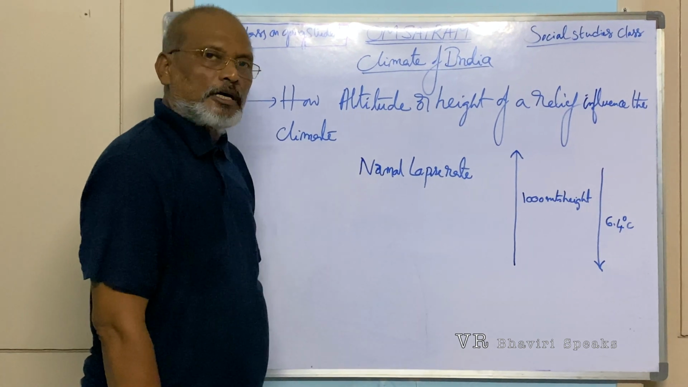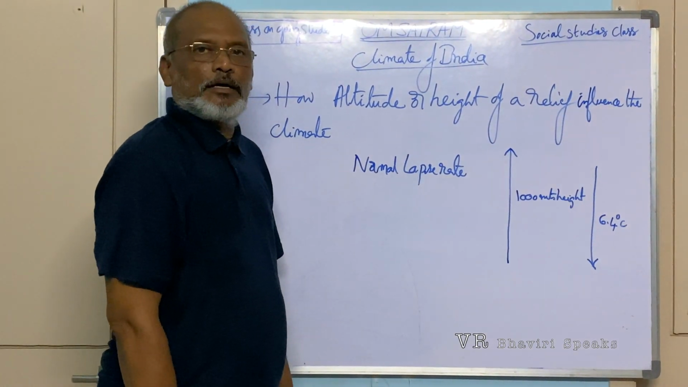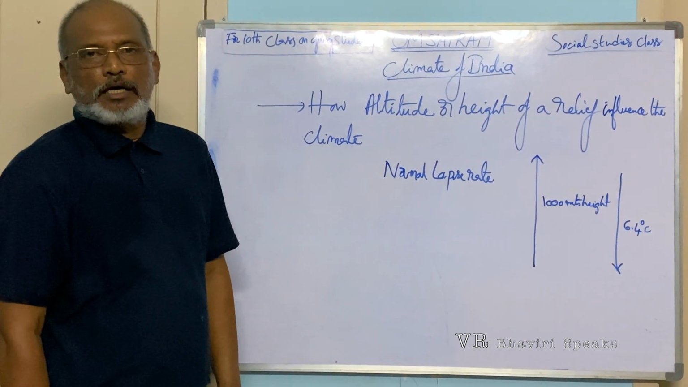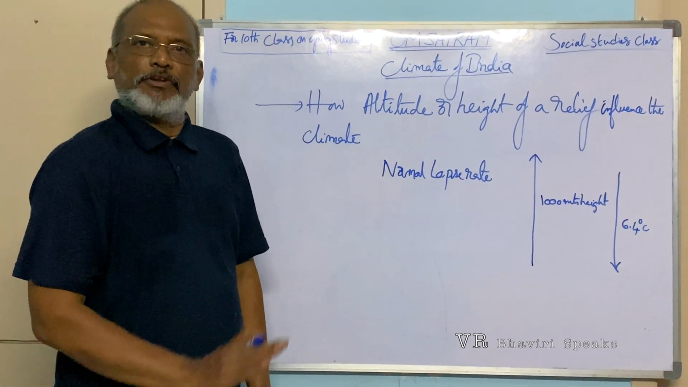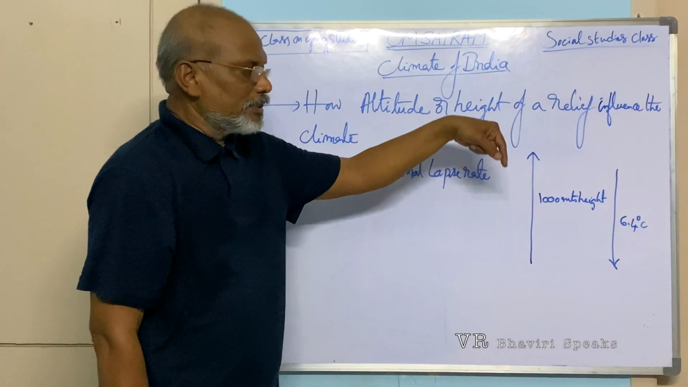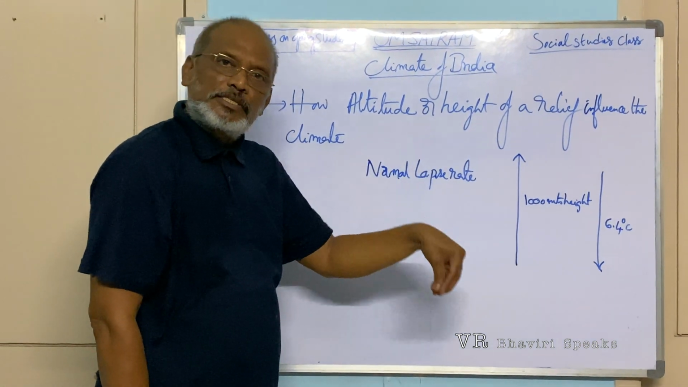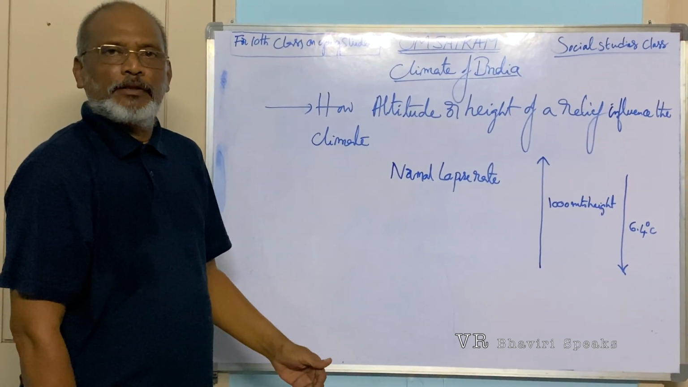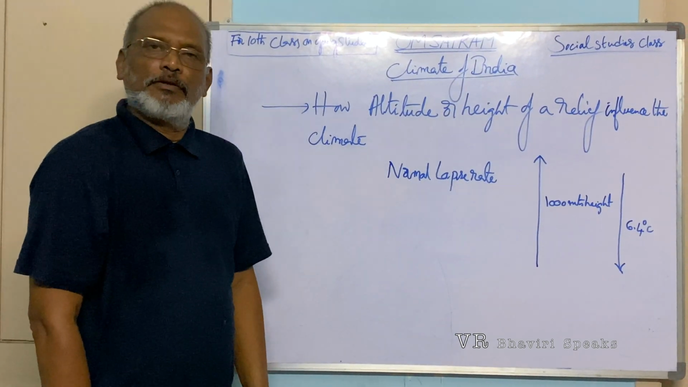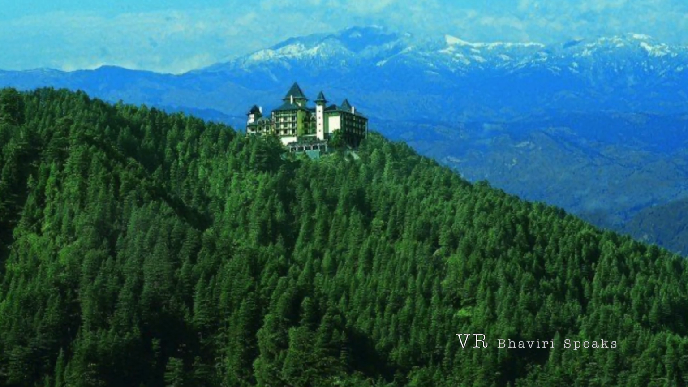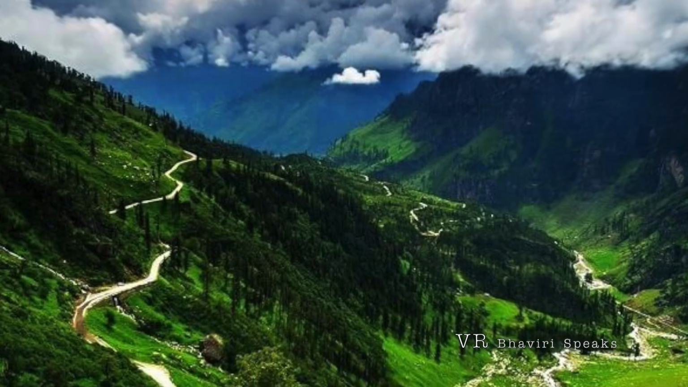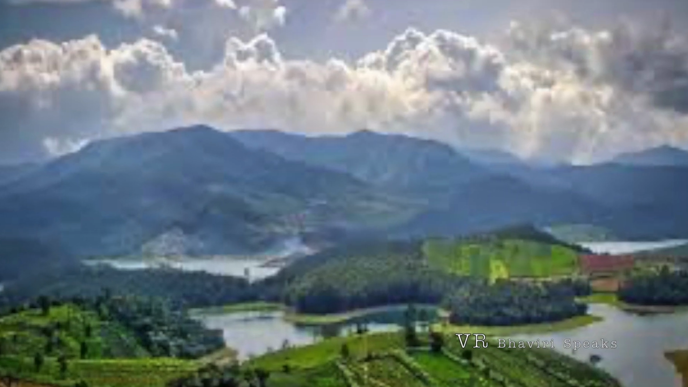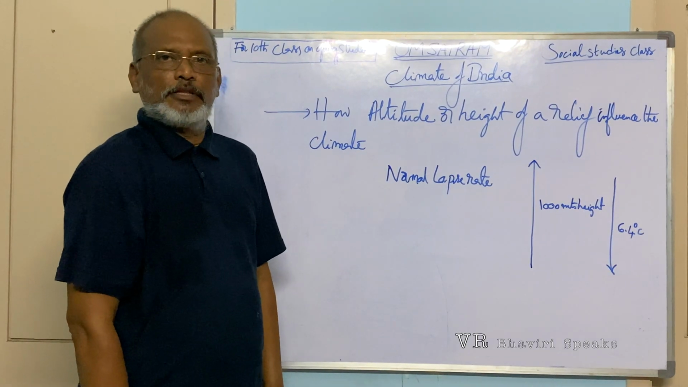Basing on this normal lapse rate law, if you go to Simla or Gulmarg or Nainital, Darjeeling, for every 1000 meters temperature decreases, which results in cooler climate. Then even if you come to South India, where Kodaikanal and Ooty or Udagamandalam, they also experience cooler climate.